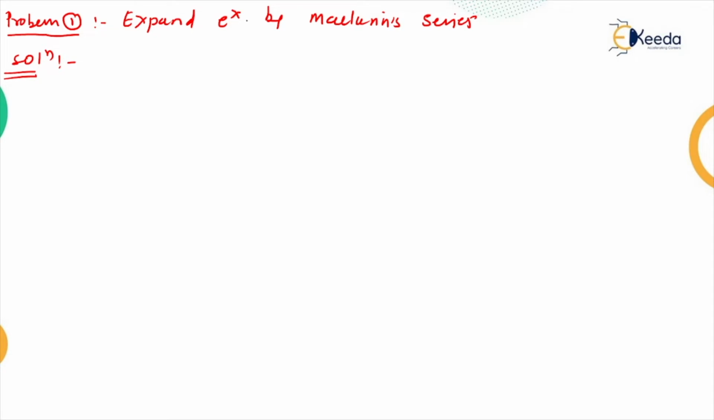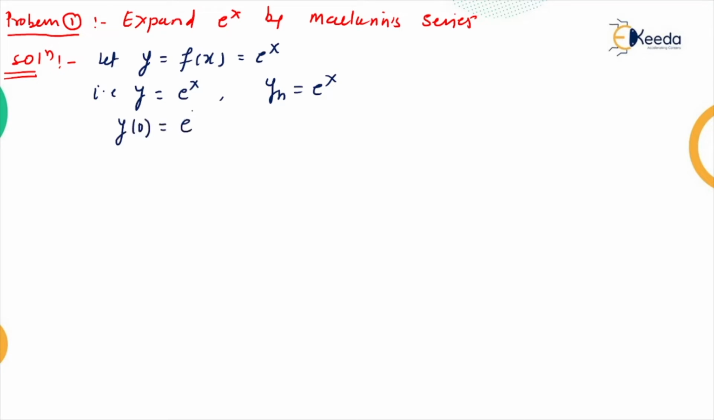f of x is given as e to the power x. When we write let y is equal to f of x, this is nothing but e to the power x. So clearly y is equal to e to the power x. You also know very well that yn, the nth derivative of e to the power x, is e to the power x. And now there is another thing you have to write: y at the point 0, you will get e to the power 0, since x is 0, so we get 1.